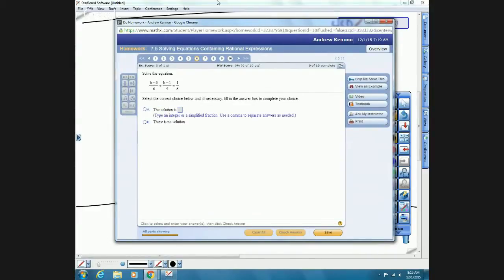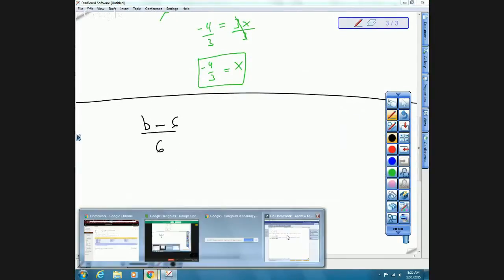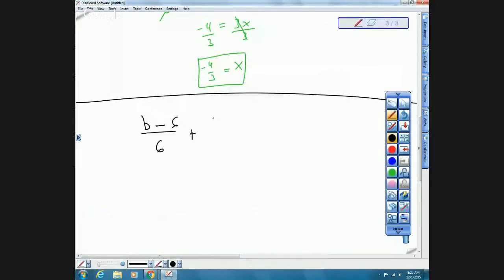Yeah, we can get one like this. b minus 6 over 6, b minus 1 over 5, b over 6. All right, so my LCD here is what? 30. So if I multiply everything by 30, it'll make all the fractions go away.